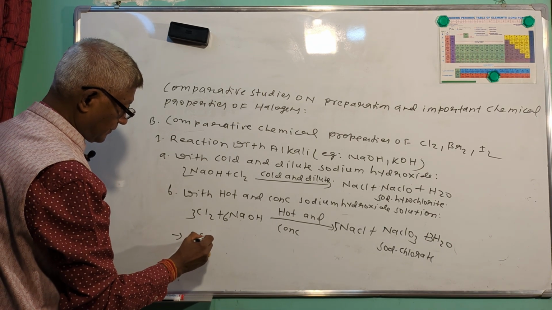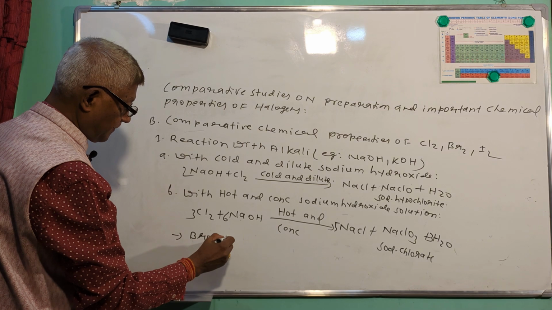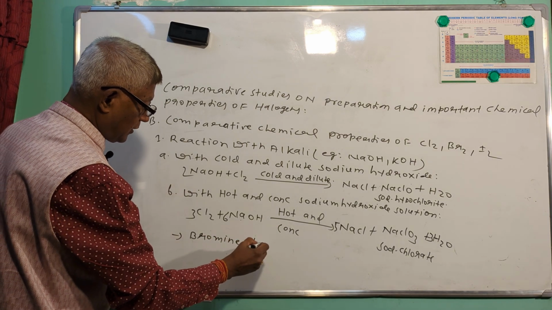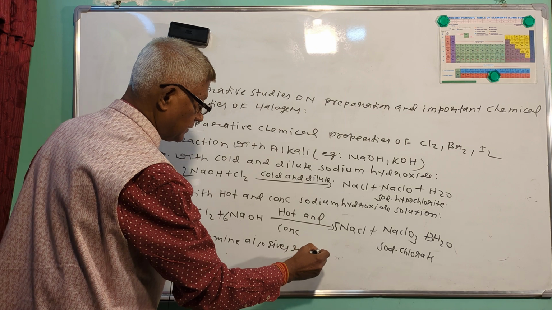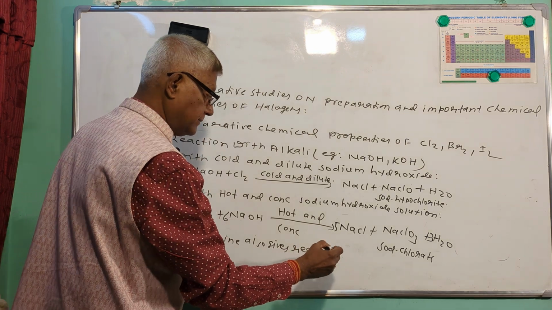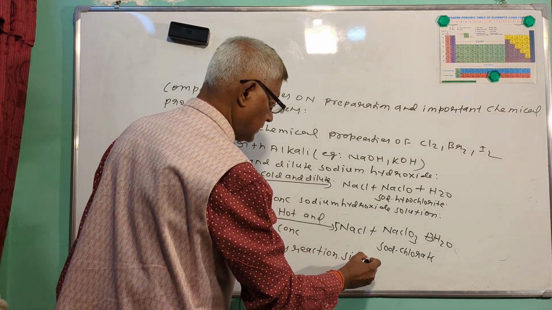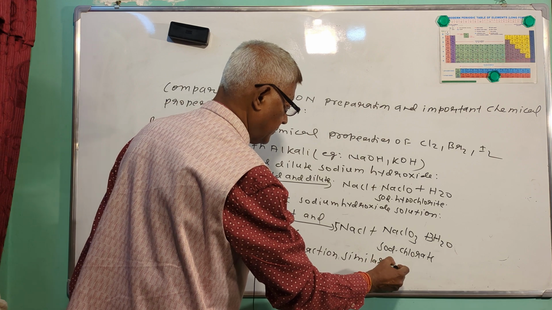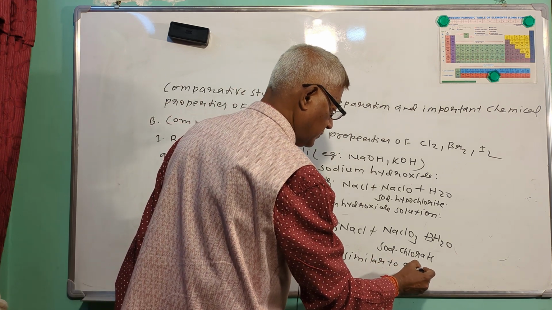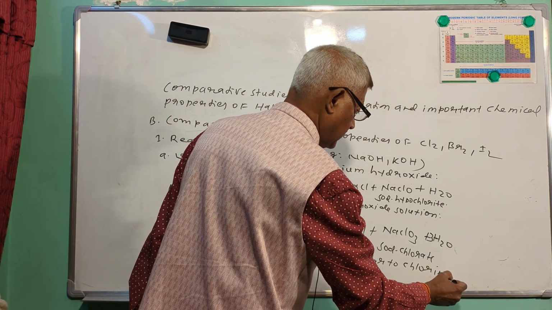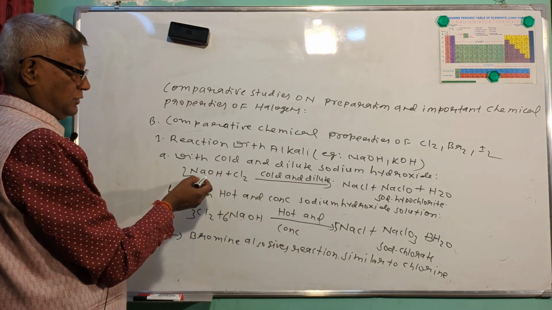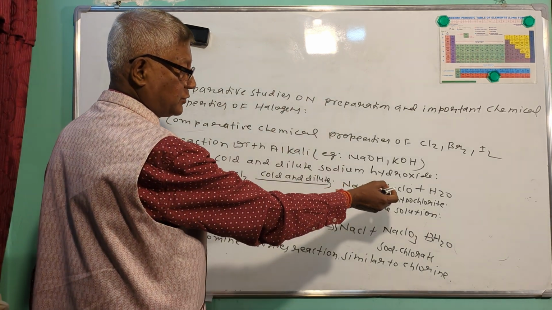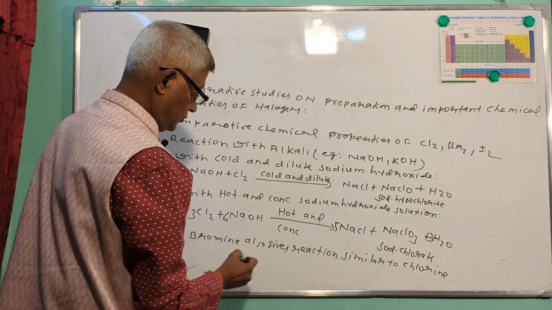Bromine also gives a reaction similar to chlorine. So, yes. In this case, we have to change after bromine. So what do we get? Sodium bromide, sodium hypobromite. So one is like this.